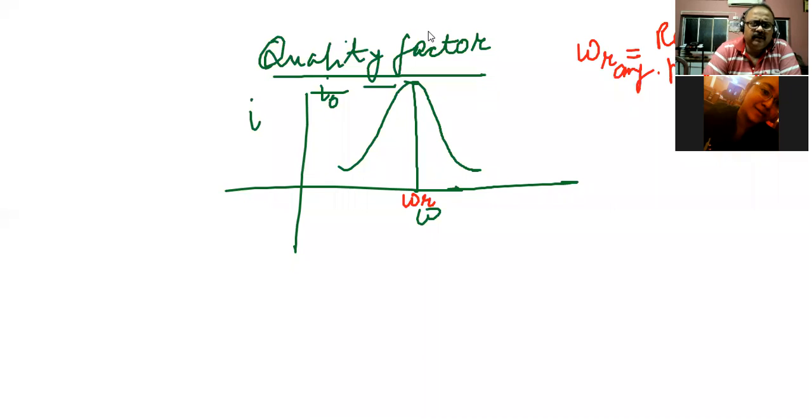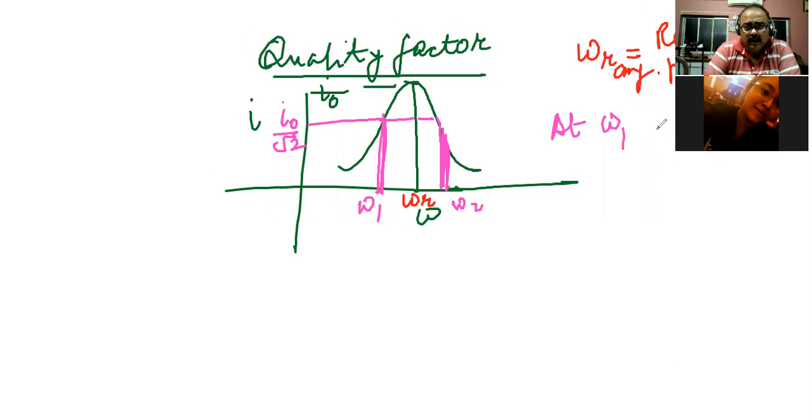Now it is already seen that at two values of omega, omega 1 and omega 2, the current will be equal to I naught by root 2. So I write over here that at omega 1 and omega 2, the current is numerically equal to I naught upon root 2, where I naught is the current at resonance frequency.